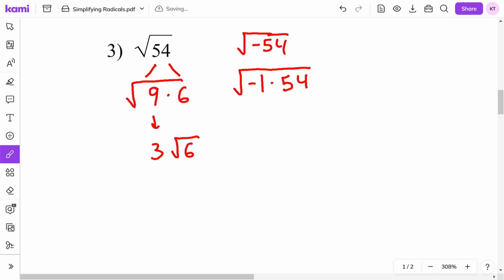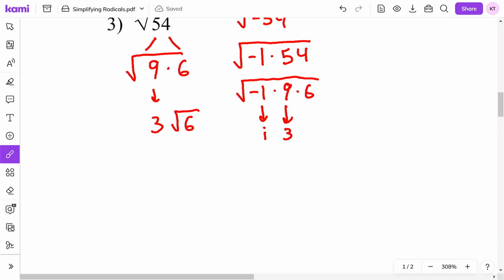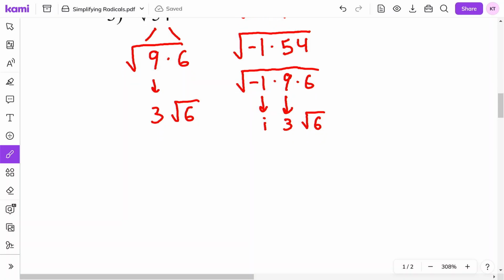So 54, like we said, is equal to 9 times 6. And then I'll do my same thing here. Now, when I pull out this negative 1, the square root of that is going to be equal to i. So this is going to turn into i. Again, the square root of 9 will turn into 3, and then my 6 will just be left over. Now, instead of writing i 3 root 6, we want to put a real number first, so it'd be 3i root 6.